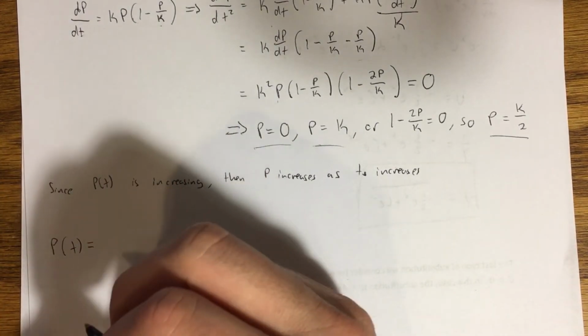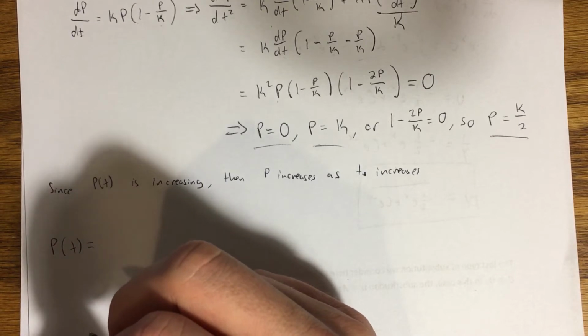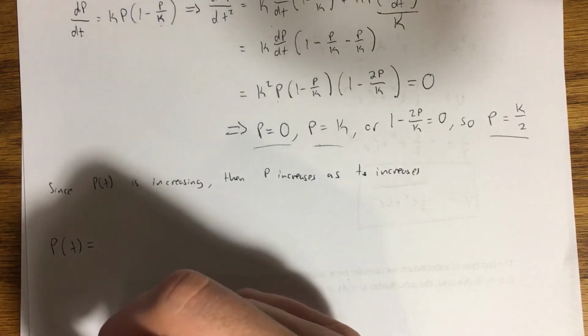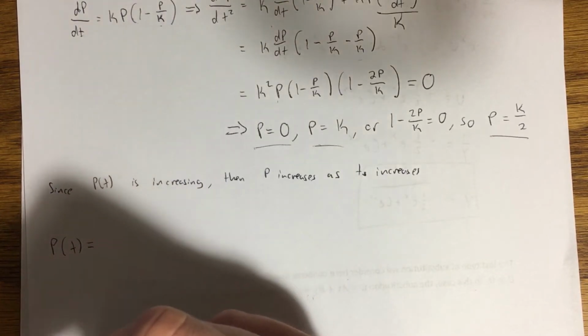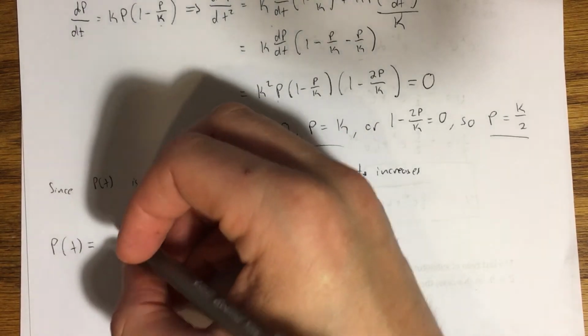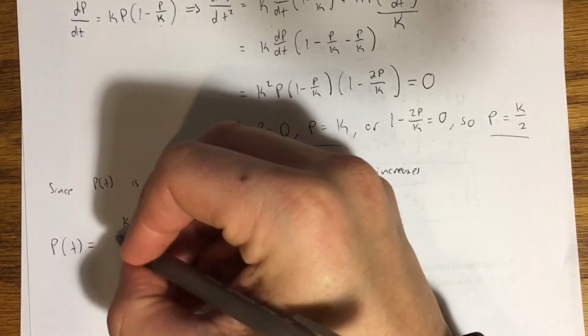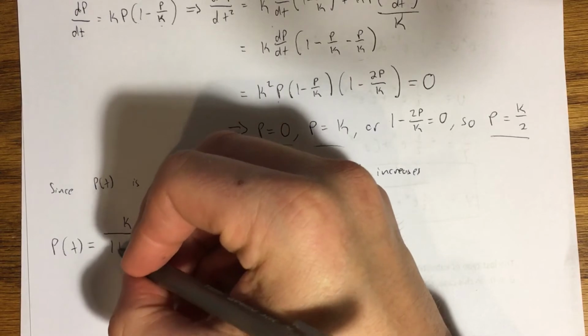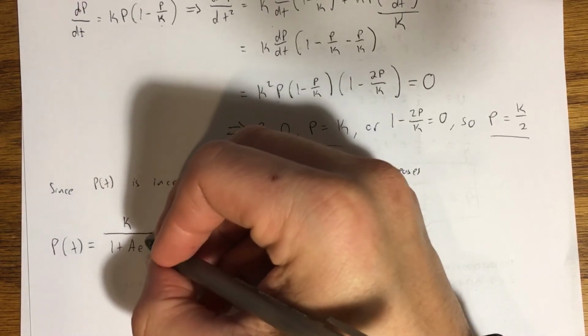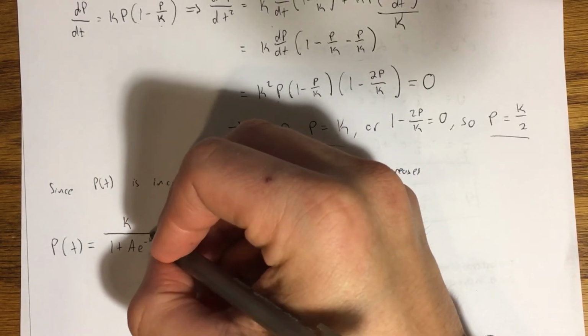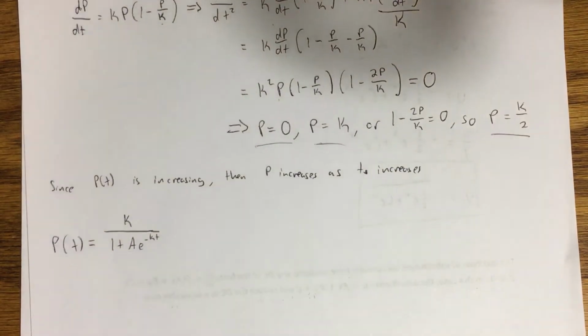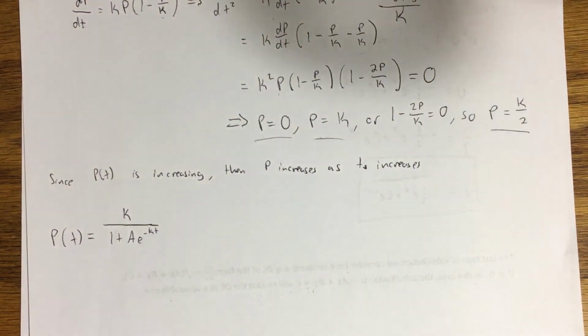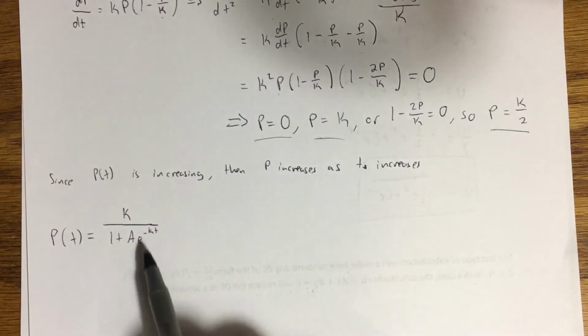So our solution that we ended up finding ended up looking like this: P of t equals our carrying capacity K over 1 plus A e to the negative kt. The way that we derived A, it would have to be a positive number. We know that for sure. So with that said, how do I know that this is an increasing function?